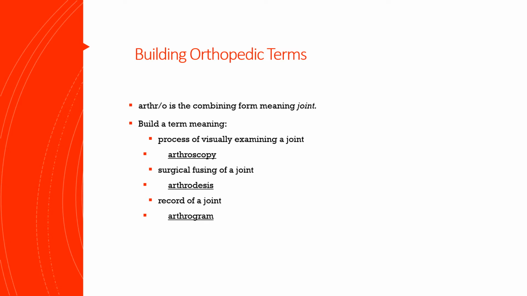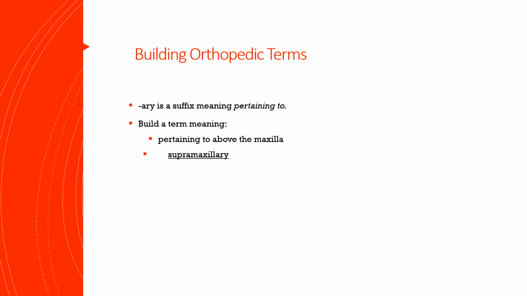Arthro is the combining form meaning joint. Build a term meaning process of visually examining a joint, arthroscopy. Surgical fusion of a joint, arthrodesis. Record of a joint, arthrogram. Ary is also another suffix meaning pertaining to. Build a term that means pertaining to above the maxilla, supramaxillary.